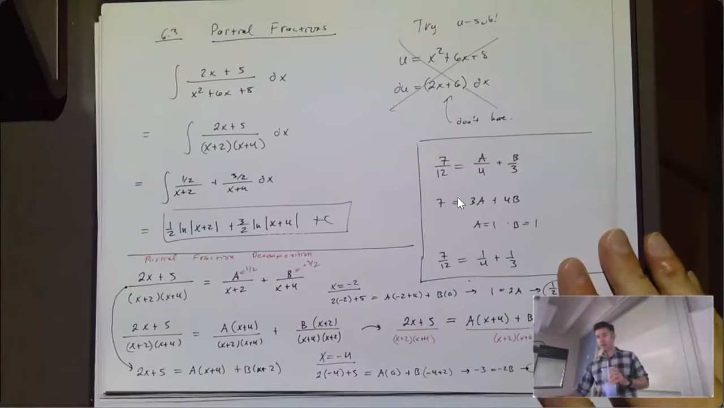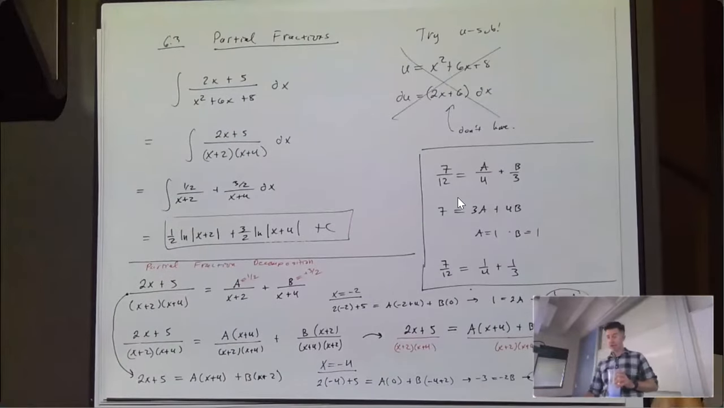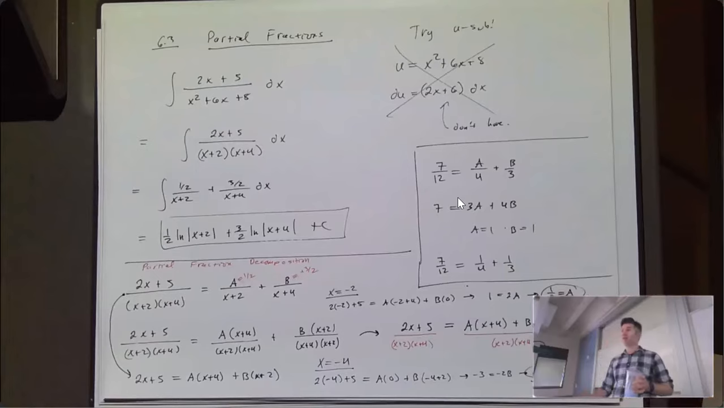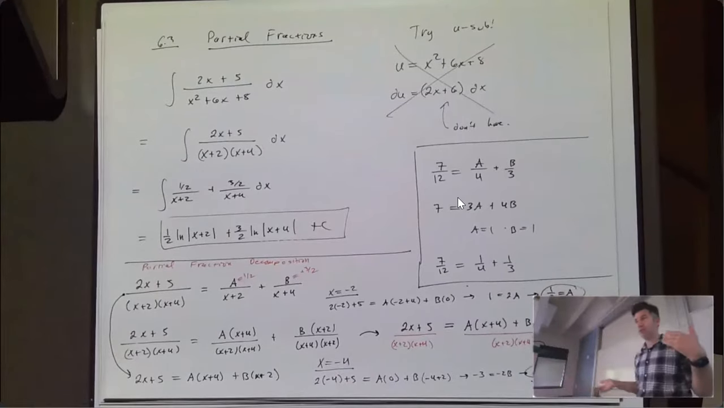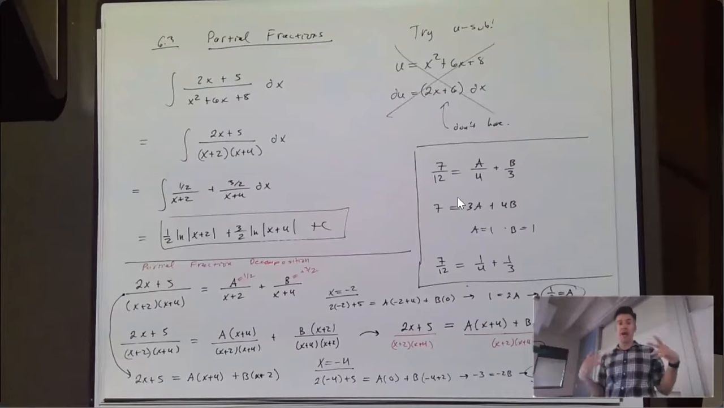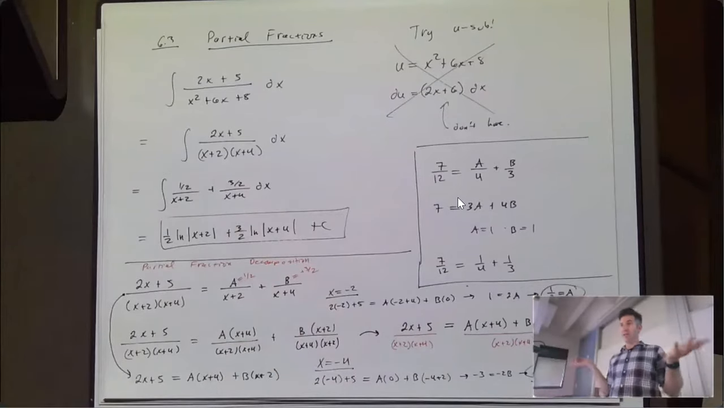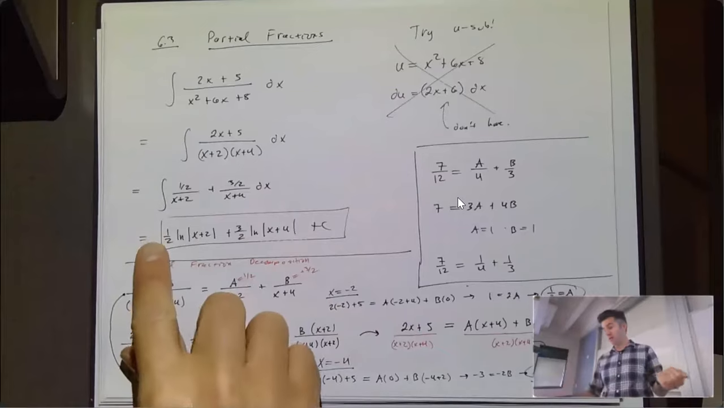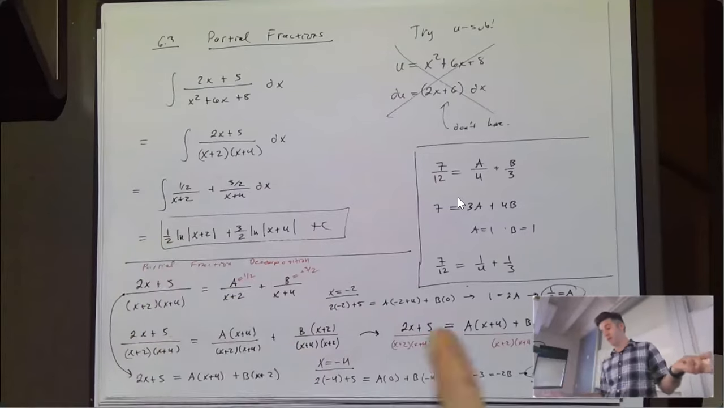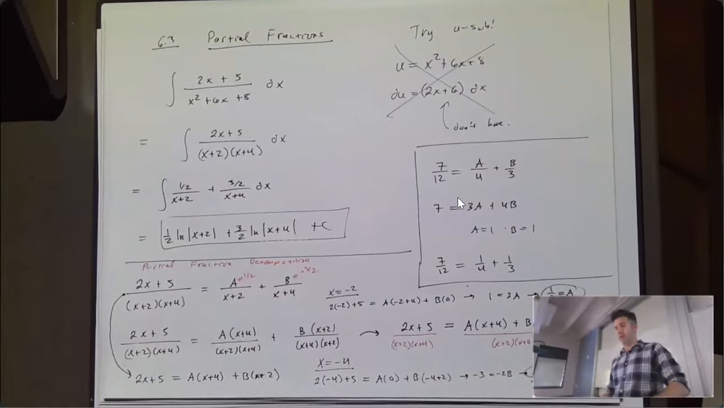So that is the idea of partial fractions, is that you're going to take some complicated rational function and you're going to break it up into smaller pieces that are easier to integrate. Usually the pieces are going to be like a constant over x plus a number, and so the antiderivative is going to be that constant times the natural log of x plus that number. That's very typical in this process.